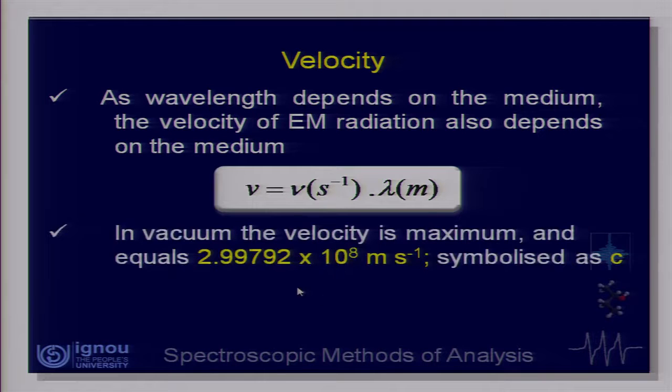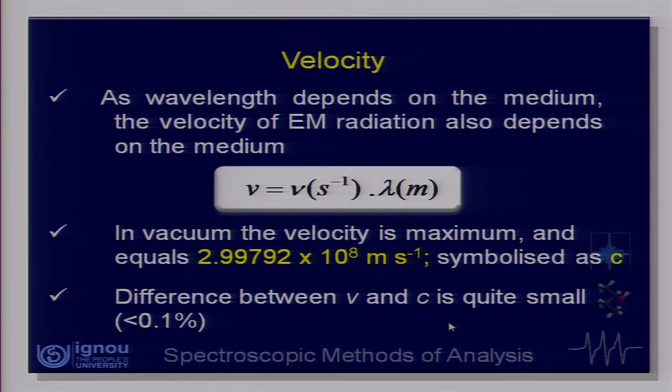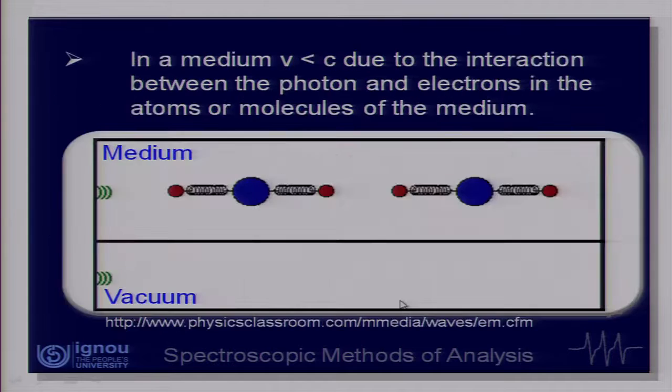The velocity of radiation happens to be the maximum in vacuum, and that number we are familiar with. We typically talk in terms of 3.0 × 10^8 meters per second, but the actual number happens to be 2.99792 and so on and so forth. Velocity in vacuum is given the symbol c. The typical difference between the velocity in a given medium and that in vacuum is very, very small, less than about 0.1%, but let us see the reason for that difference.